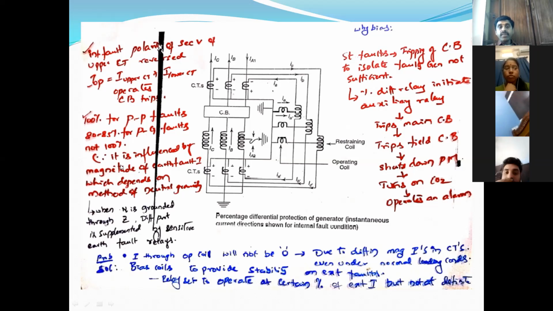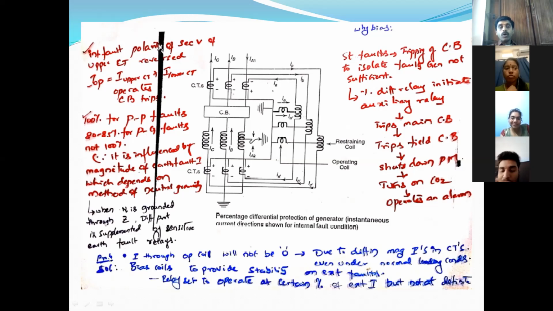Because it is influenced by the amount of the resistance or the method of neutral grounding, which we'll discuss in the restricted fault protection, as I said. When the neutral is grounded through impedance, differential protection is supplemented by sensitive earth fault relays to get 100% protection for line to ground faults.